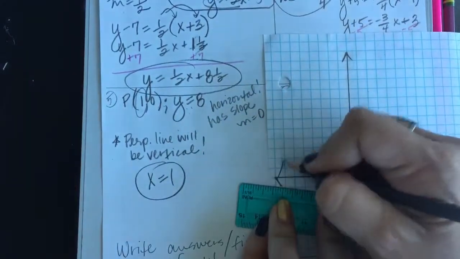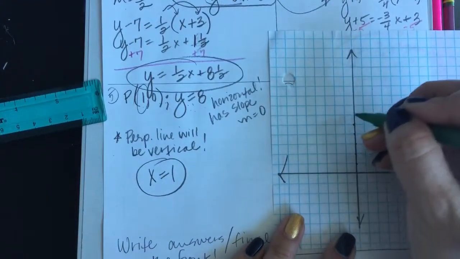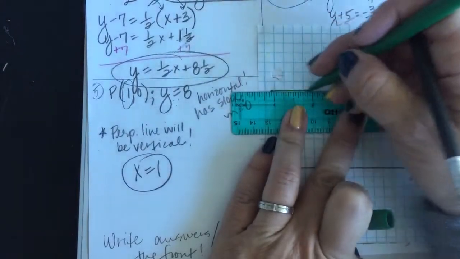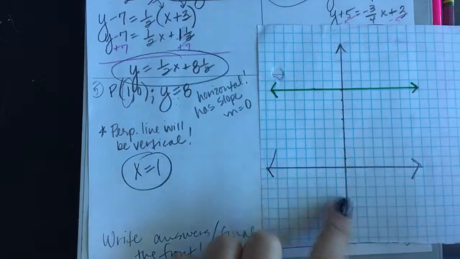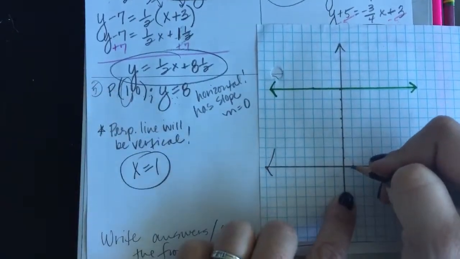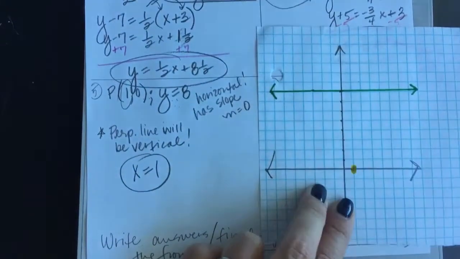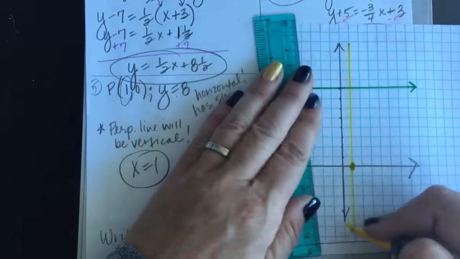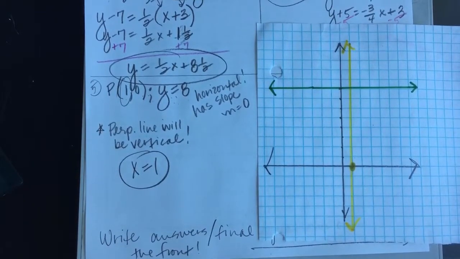I started out with y = 8. y = 8 was this line: 1, 2, 3, 4, 5, 6, 7, 8. So I had this horizontal line, y = 8. That's what I started with. And then I was given the point (1, 0). If I put (1, 0) on my graph, that's right there. And it's just got to be perpendicular to it. So x = 1 is that line. Appreciate the simplicity of it.